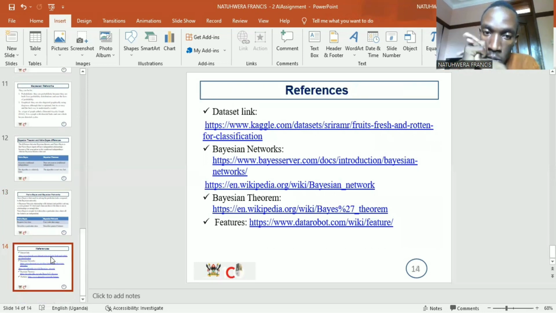Here are the references to the work. We have the data set link where you'll find the data sets that I'll be using in the project, and the other links for the Bayesian networks, the Bayesian theorem, and the features that I used in the project.